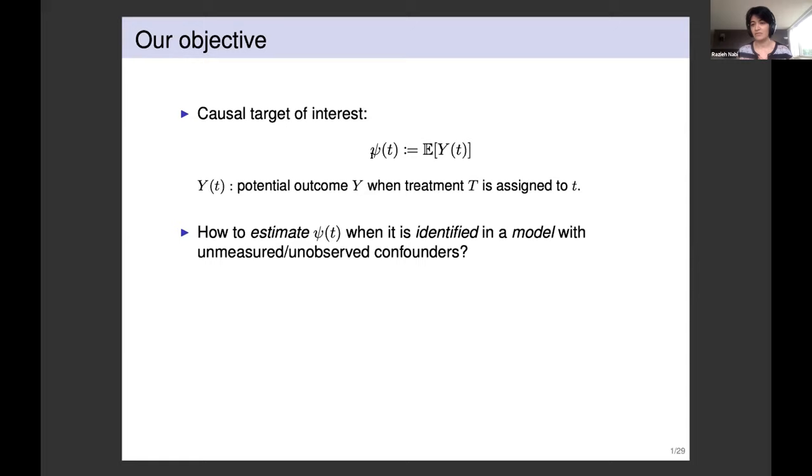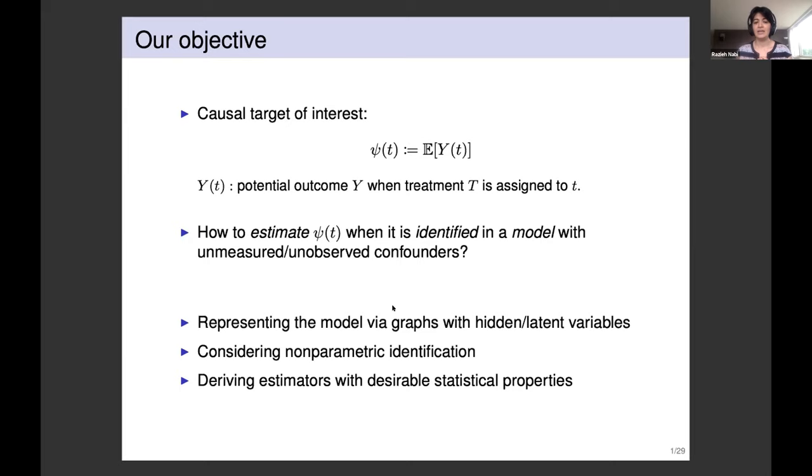So to generate causal inferences, we need a model that encodes our assumptions on how counterfactuals and factuals are related. And in this work, we are using causal graphical models with hidden or latent variables to represent the model. Of course, causal graphs are very powerful tools, and they've been useful in driving many novel results in the field. And also, they are very useful in communicating part of our assumptions about the data generating process to folks and researchers in different disciplines.